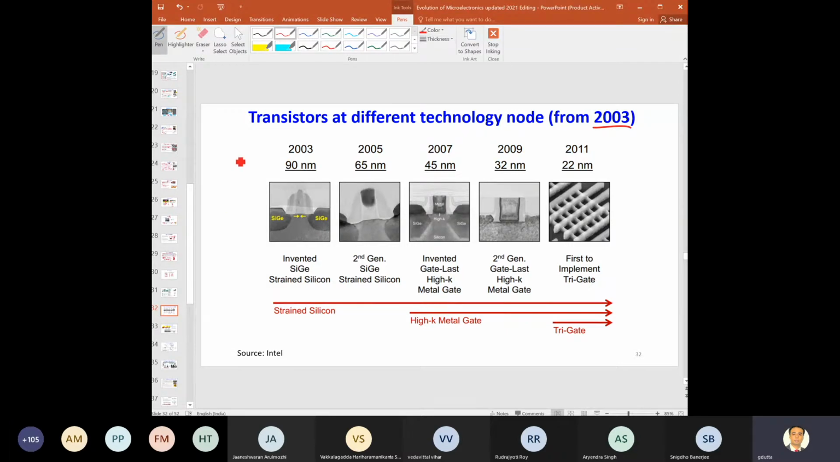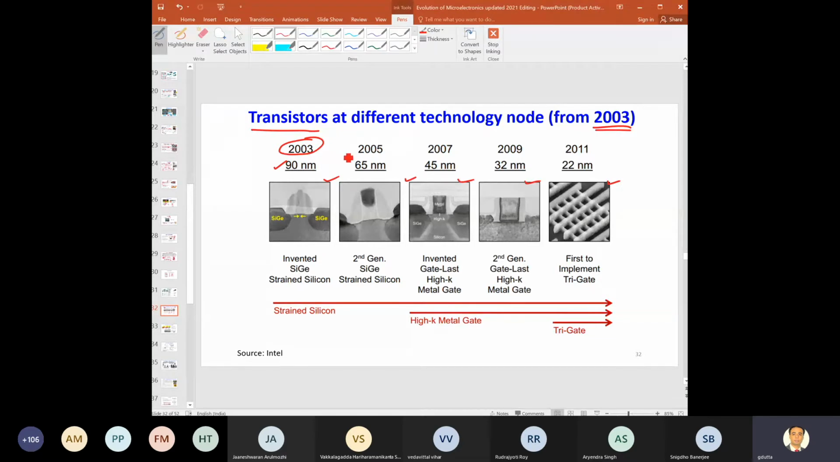So let us try to understand here how the transistors have evolved across different technology nodes from 2003 onwards, right? You can see these images. These four images are the cross-sectional view of the transistor, whereas this is the top view of the transistor. If you consider 2003, the technology node was the 90 nanometer node, right?